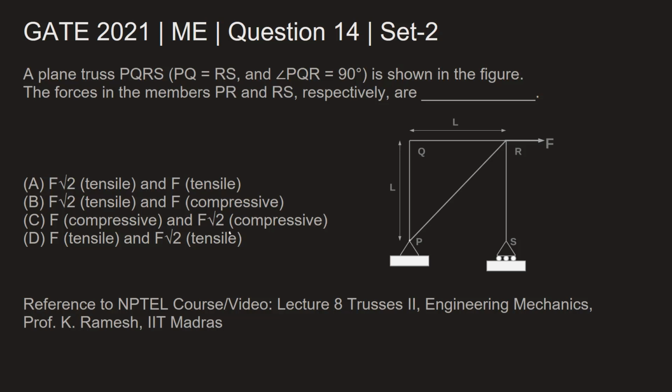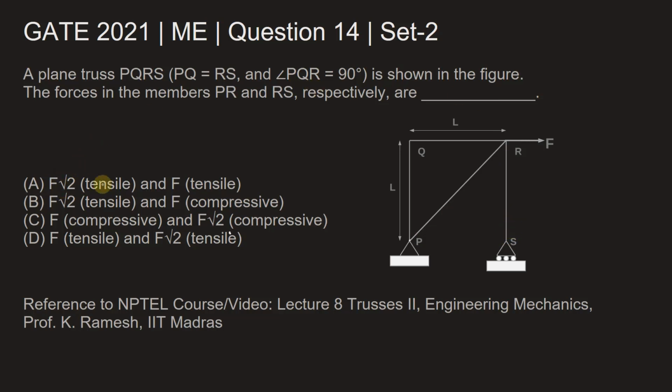We will solve a question from GATE 2021 Mechanical Engineering Set 2. Question number 14. It says a plane truss PQRS where PQ is equal to RS, angle PQR is 90 degree, as shown in this figure. The forces in the members PR, slant member PR, and vertical member RS respectively are.